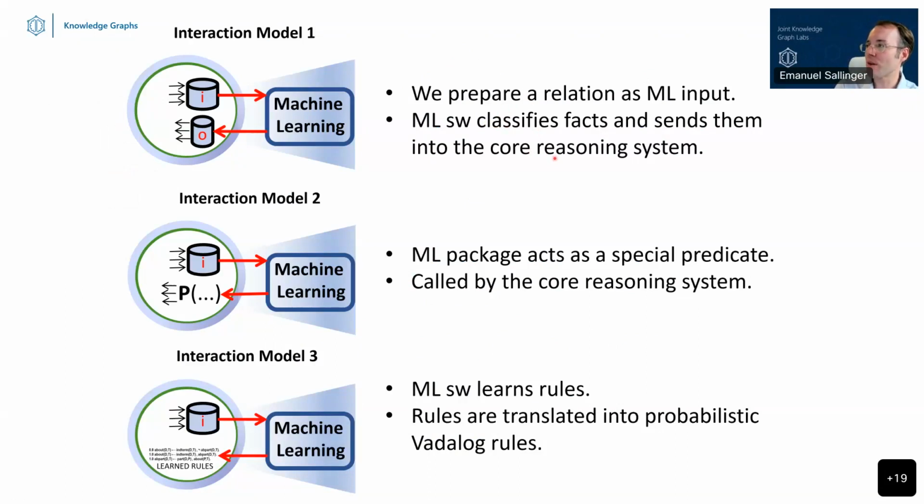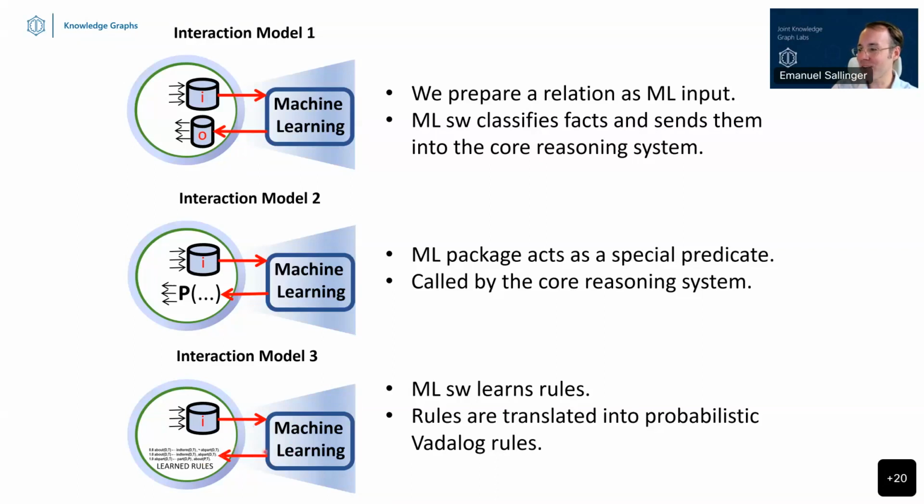That's more of an engineering challenge than a scientific challenge, because it's just making sure that this is frictionless. And the second one is using machine learning packages and systems as special predicates, really inherently called by the core of the system. And the third one, and I know one of you in the audience is working on it quite intently. And by the way, congratulations on finishing your PhD on the topic, Oxford DPhil on the topic.